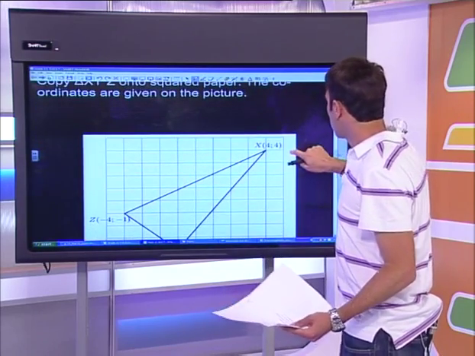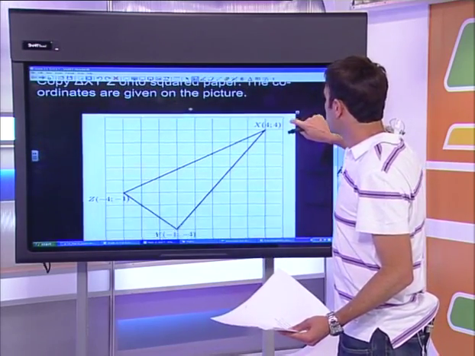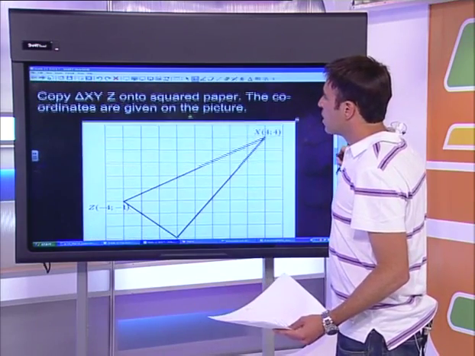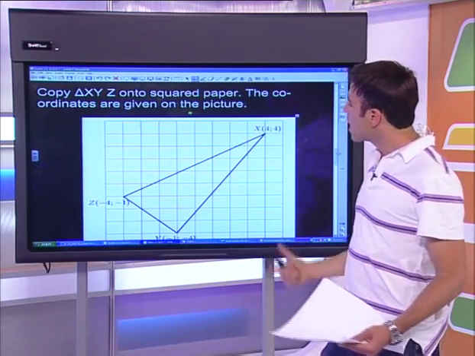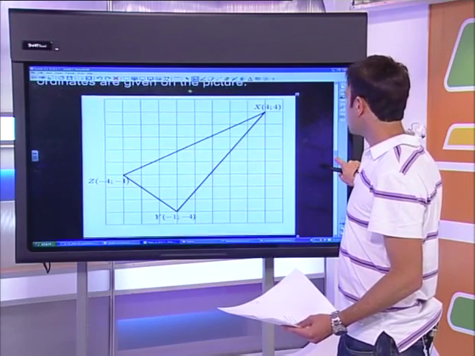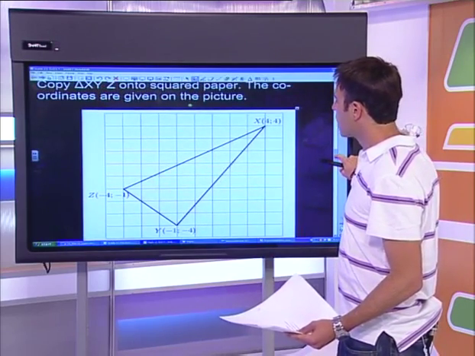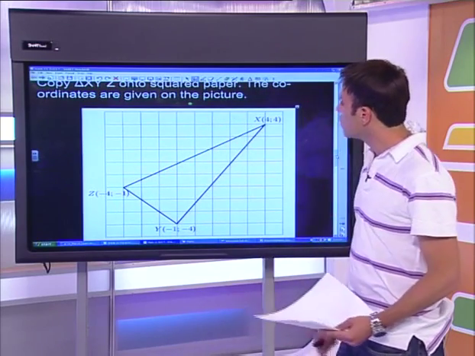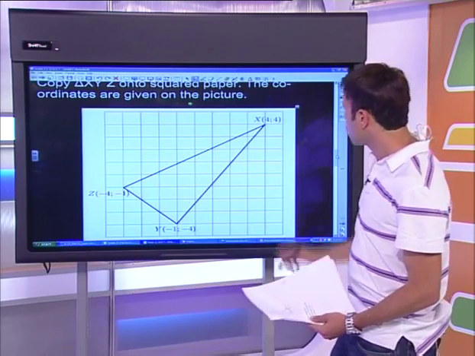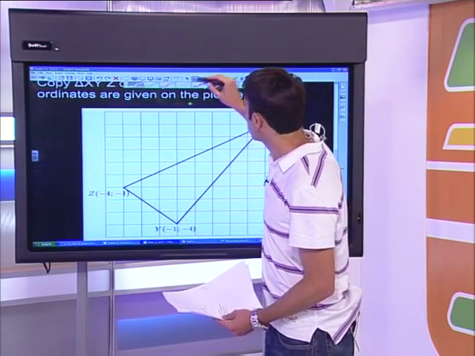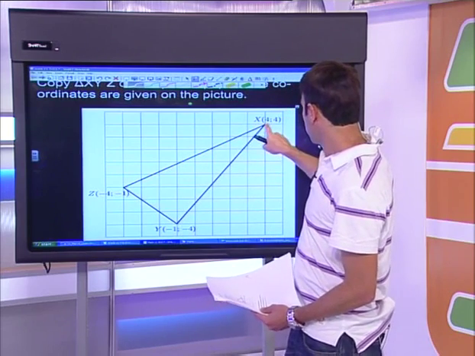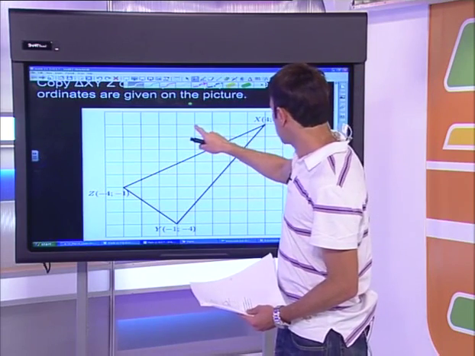Okay? So again, I'm just going to move this diagram up a little bit so that we can read and look at the diagram at the same time. So a very basic example, I've got a triangle XYZ. Okay? And that triangle XYZ has been copied onto squared paper. The coordinates are given on the picture. Now you can't really see it here. I'm just going to try and put in the center for you. Okay? And if this is 4, then this is the center here.